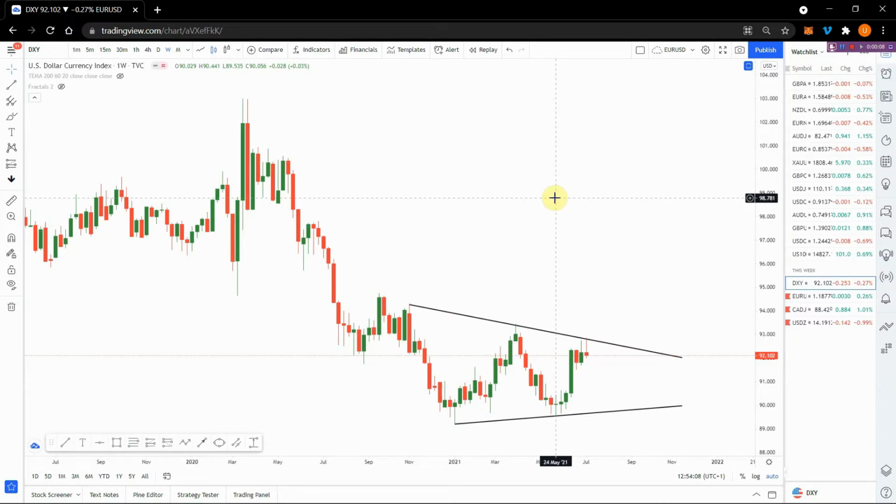Right, so this week we'll be looking into three pairs: EURUSD, CADJPY and USDZAR. USDZAR is the US dollar versus the South African rand. As is our custom, we first look at the overall direction of the US dollar to help us when we're looking at EURUSD and USDZAR.